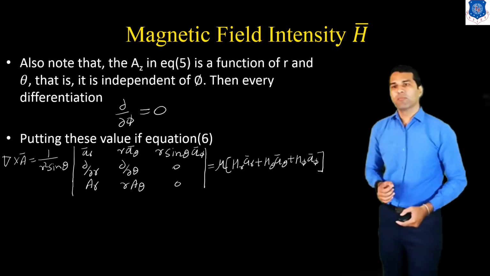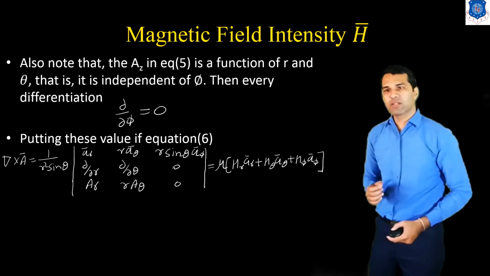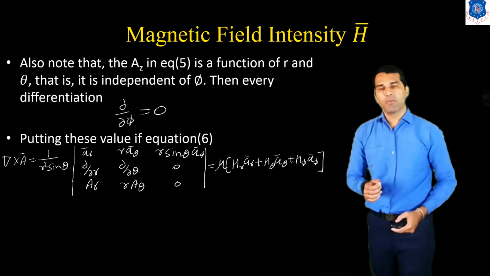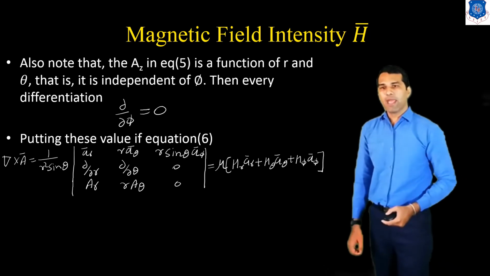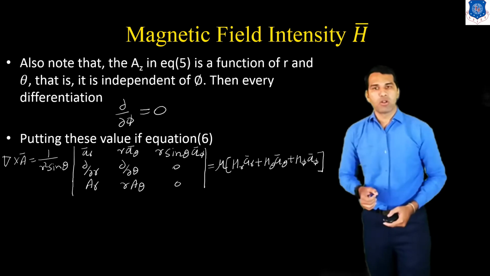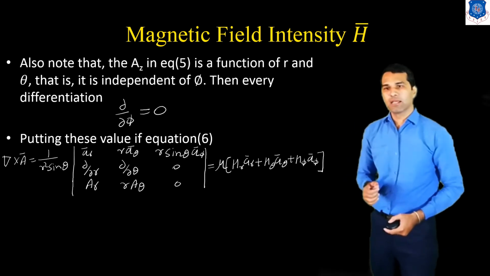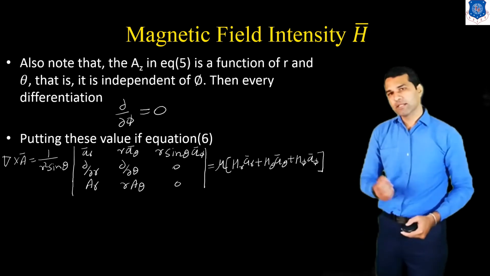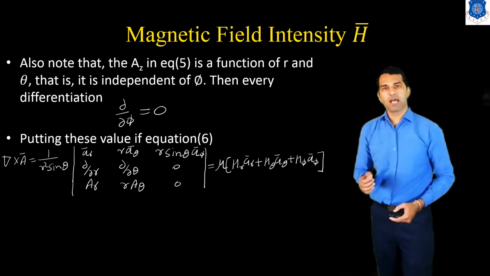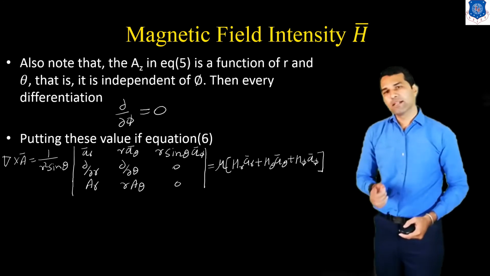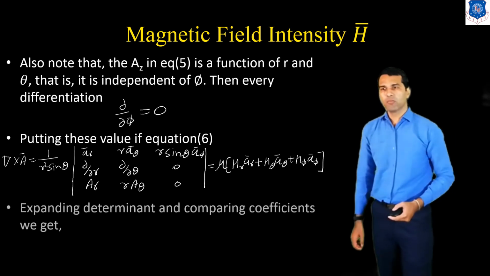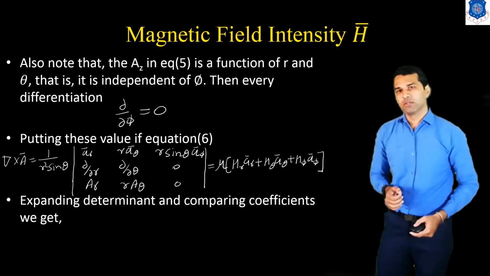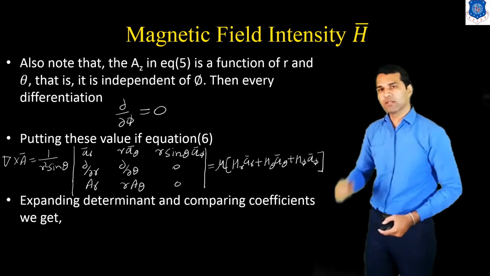So the equation becomes del cross A is equal to 1 upon r square sine theta times the determinant with a_r, r a_theta, r sine theta a_phi, and instead of del by del phi we have put 0. And the A_phi component is also 0. So we write del by del r, A_r, del by del theta, r A_theta, and 0, 0. And the right hand side is as it is, nu H_r, a_r, H_theta, a_theta, and H_phi, a_phi. Now we expand the determinant and compare the coefficients. So we solve this equation.